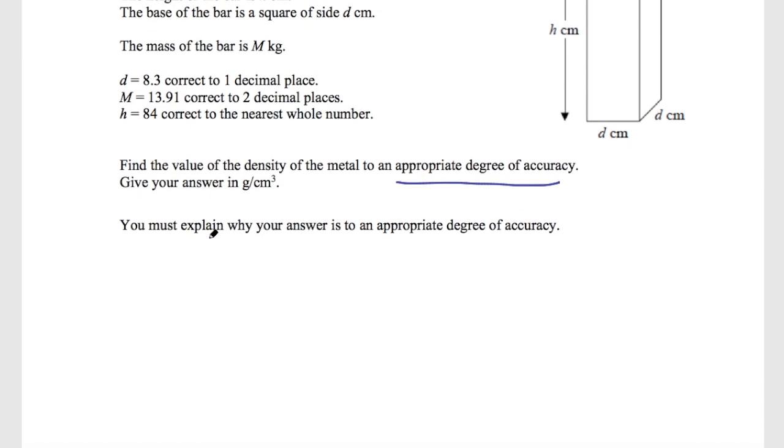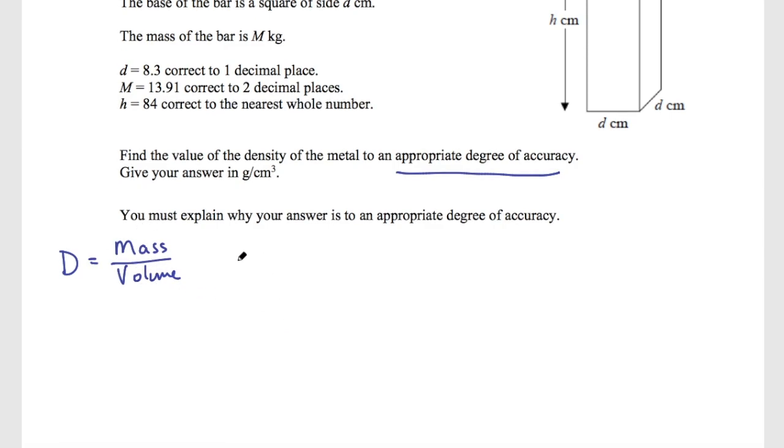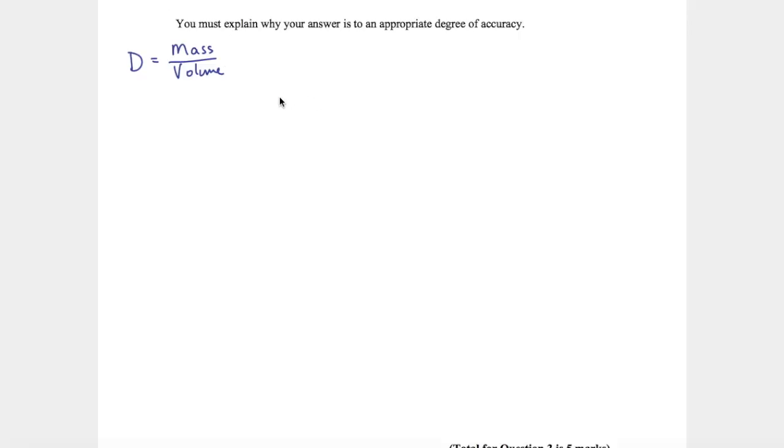Okay, so firstly let's talk about how we find the density. The density is the mass divided by the volume. So how heavy something is divided by how much space it takes up. In order to get the upper bound of the density, we want the highest possible value for the mass and the lowest possible value for the volume. That's going to give us the highest possible value for the density.